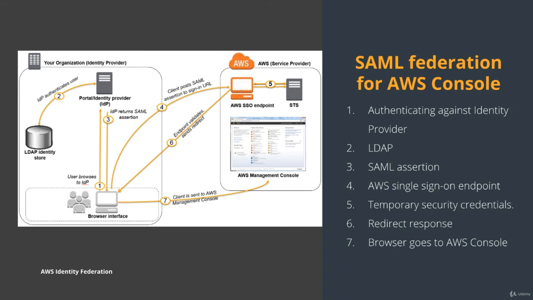The single sign-on endpoint requests temporary security credentials from STS on behalf of the user and creates a console sign-in URL for that specific user. The single sign-on endpoint sends a redirect response to the browser, and the browser is redirected to the AWS Management Console and signed in automatically. This is a much more user-friendly scenario, as everything happens behind the scenes and the user is only required to authenticate once. Everything else happens automatically. The sequencing of events is mostly the same as in the previous case.